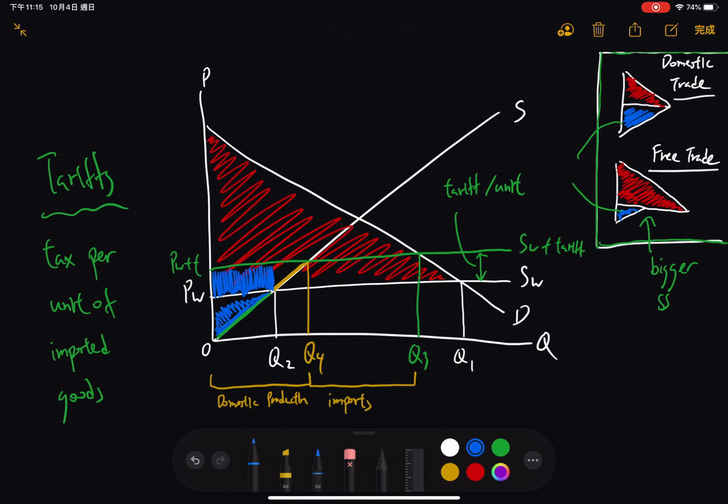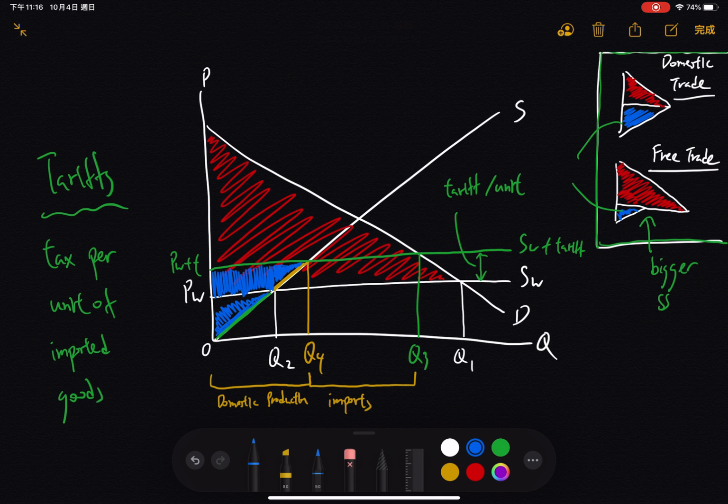But don't forget, because of the higher price, now we have some new survivors in the domestic market. For those new survivors, they also get some benefits. Their benefits start from Q2 to Q4, this little triangle right here. So after filling up the extra benefit, we can see the PS for the domestic producers is actually increased because of the tariff, which is good because this is what the government wants, to protect the local businesses.